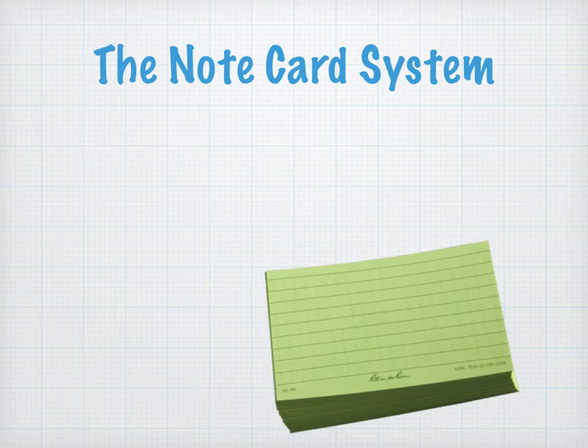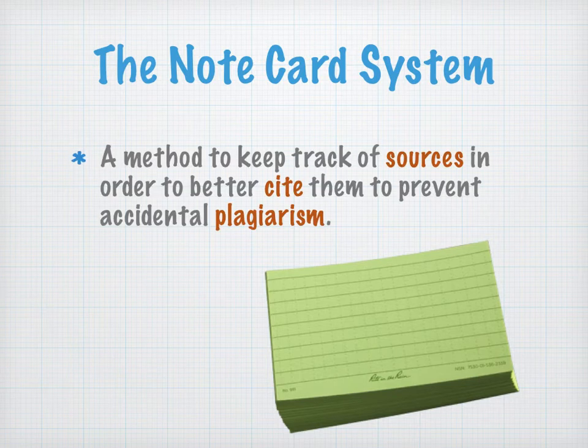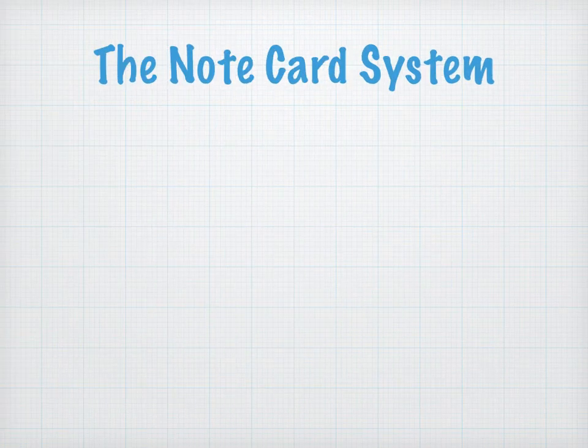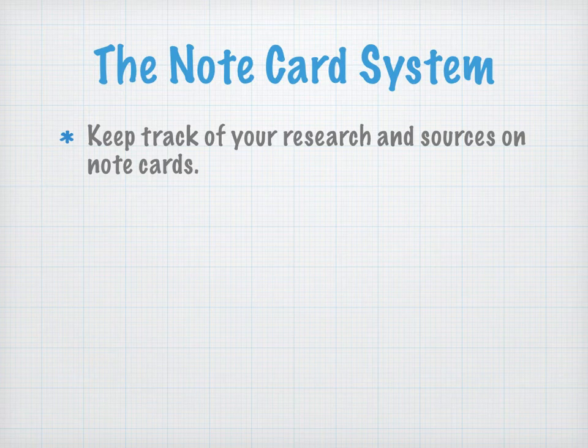Of course, if you would rather use actual physical note cards, please be my guest. Now, the note card system is a method to keep track of sources in order to better cite them to prevent accidental plagiarism. So we're going to keep track of our research and our source information on note cards or Google Slides.